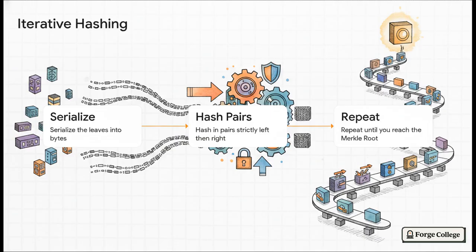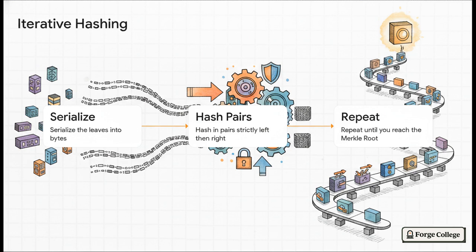So how do we actually weld these bytes together? Well, step 1, we serialize the leaves. Step 2, we hash them in pairs. And listen up, because here is the absolute golden rule of the assembly line. The order of concatenation is non-negotiable. It is strictly the left bytes followed by the right bytes. Left, then right, always. If you flip them, you get a completely different hash, and the whole machine breaks.